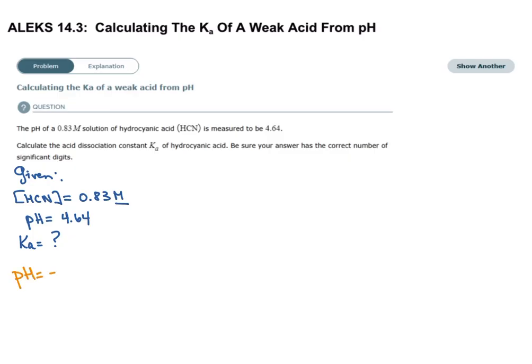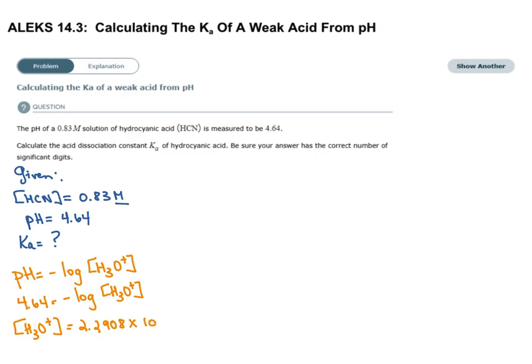Remember, pH is equal to the negative log of the concentration of H3O+. So if we have pH, we can go ahead and solve for the concentration of H3O+. Remember that this will only equal the antilog of negative 4.64. And I don't want to round too early, so I want to use more digits than I need, and then keep a mental note of our significant figures.